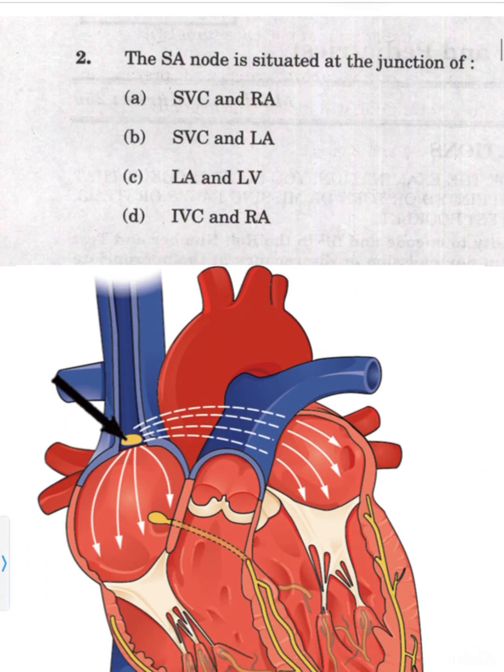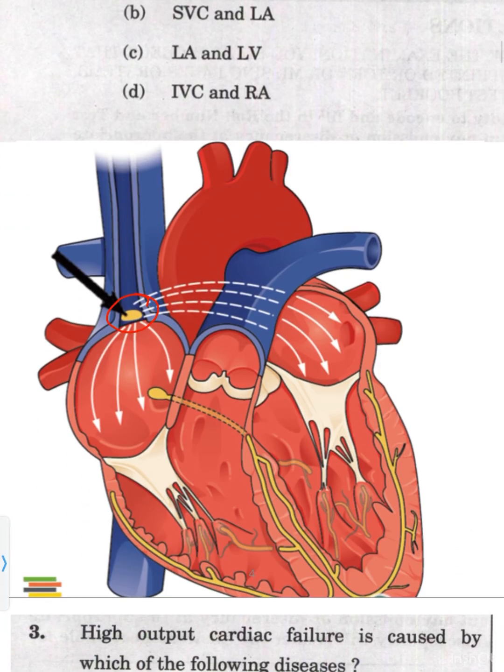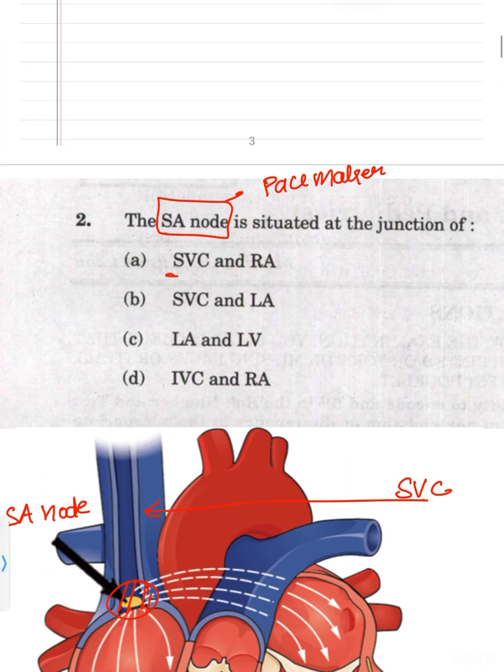Coming to the second question, the SA node. The SA node is the primary pacemaker, the pacemaker of the heart. It is asking, it is situated at the junction of. We can see here, this is the SA node. This is the superior vena cava. This is the right atrium. So the SA node is situated at the junction of the superior vena cava and the right atrium. So the answer will be superior vena cava and the right atrium. So A will be the correct answer.